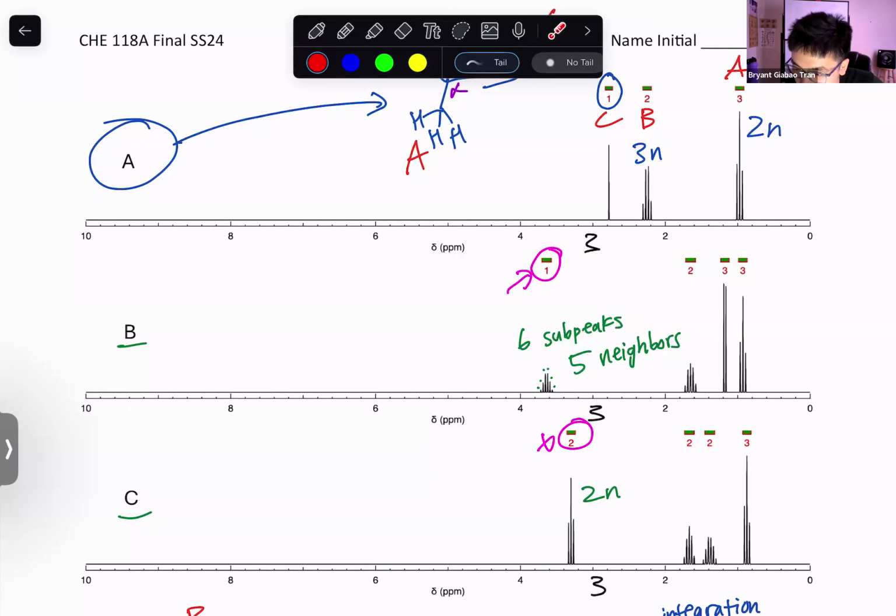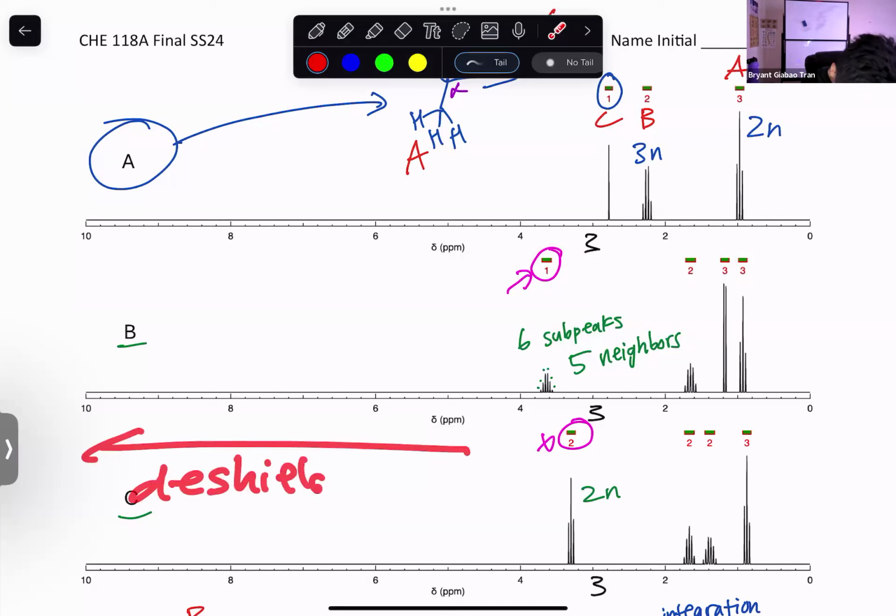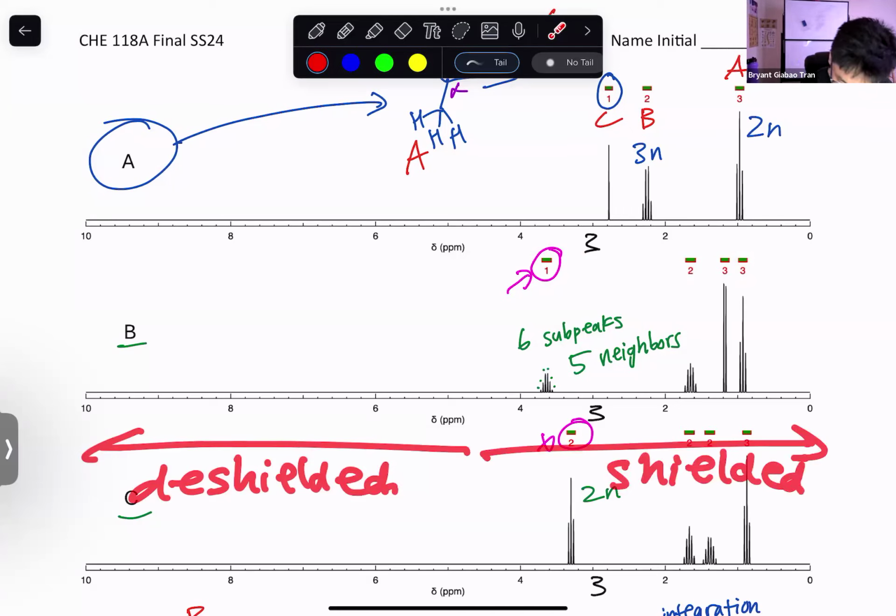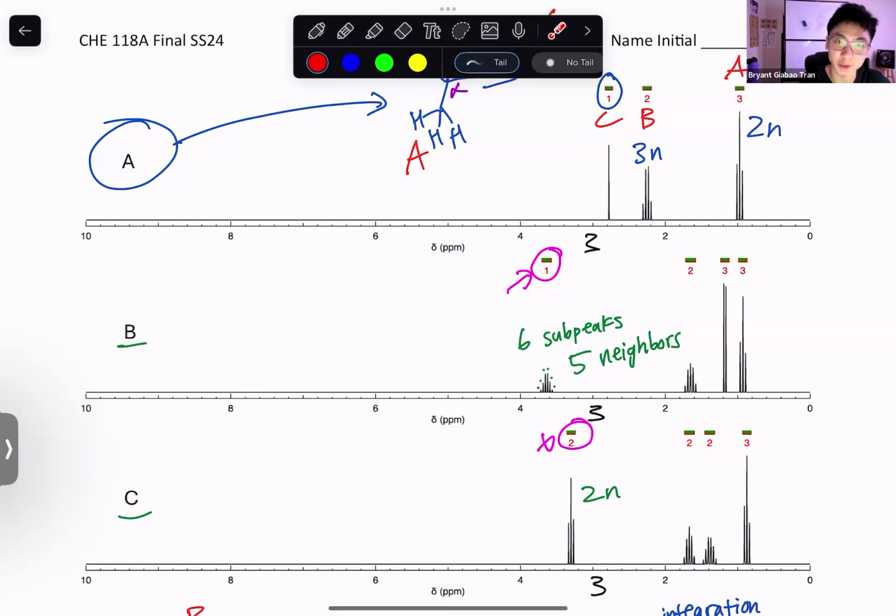Because the most de-shielded will become the most left on the graph. Yeah, most de-shielded means it will be the most left side of the graph. This is the de-shielded region. The more left the peak is, the more de-shielded it is, and more to the right side is the shielded region. And there's no set region where it's shielded or de-shielded. These are relative terms, right? This peak here is more de-shielded than these peaks here, or you could say this peak right here is more de-shielded than these 2 peaks. But this peak here is more shielded than this peak here. So it's relative, depending on what you're comparing it to.